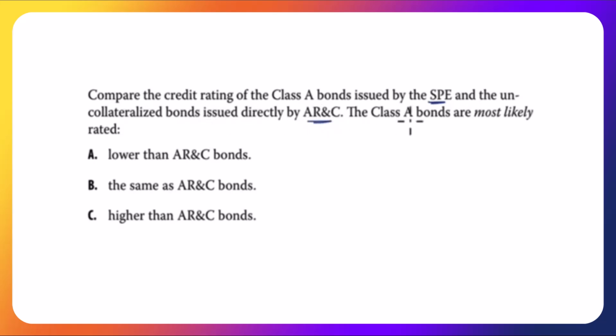The Class A bonds are most likely rated. The Class A bonds have specific collateral backing them versus the uncollateralized bonds. The Class A bonds are most likely rated higher than the AR&C bonds.